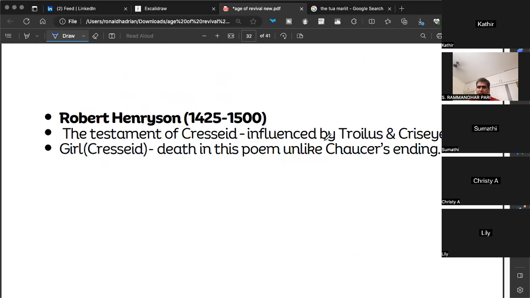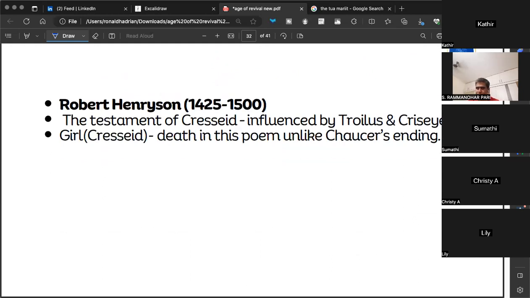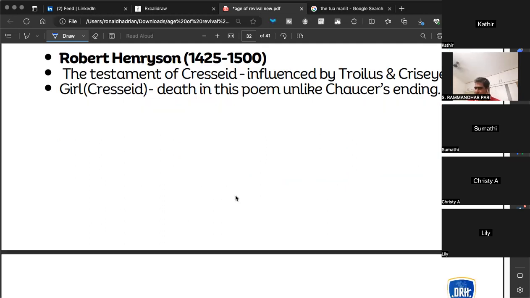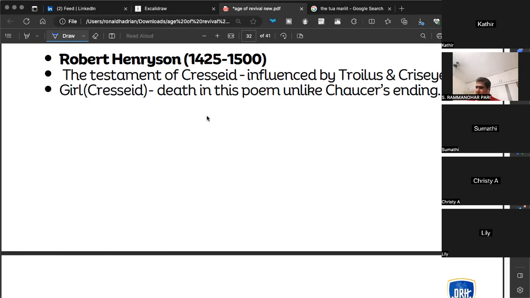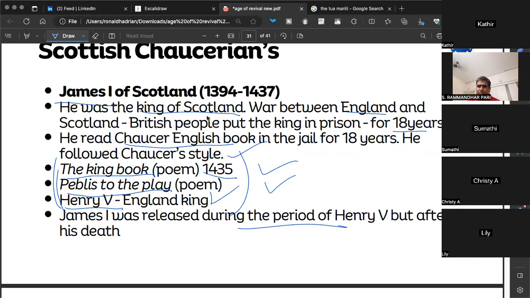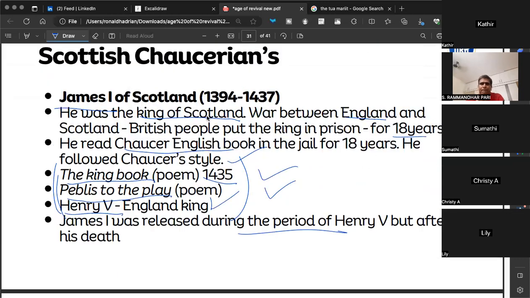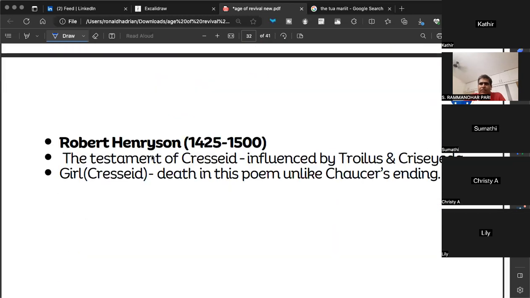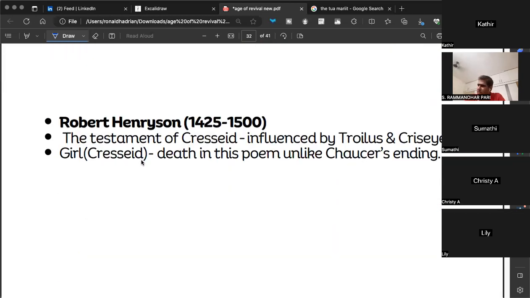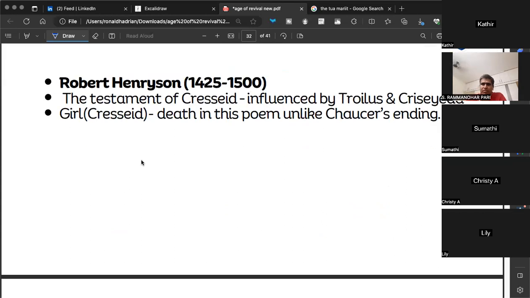And then these are all very minor writers. Remember them though. Robert Henryson. He fell in love with a cousin of Henry IV, I think, and when he was in prison, he wrote this book. Robert Henryson, 1425 to 1500. So he wrote Testament of Cresseid, influenced by Chaucer's work.